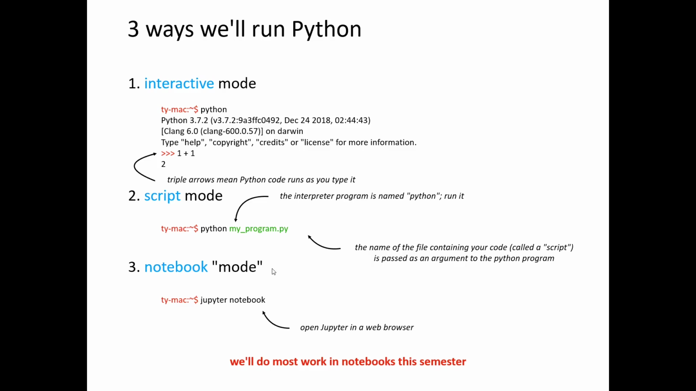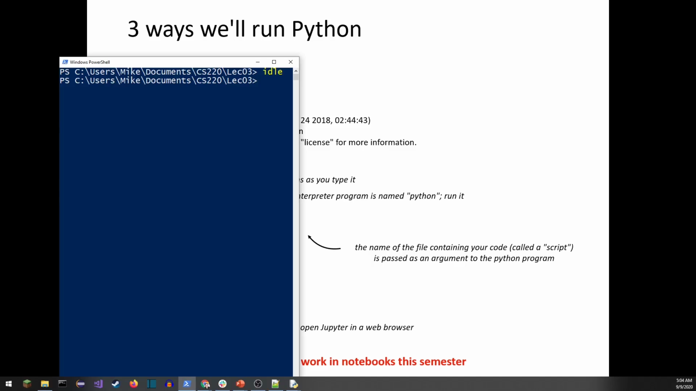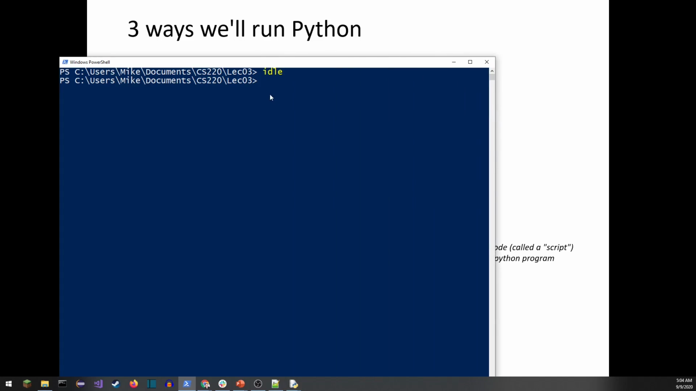Most people will not refer to this as a separate mode, but we're using Jupyter Notebook and the cells of a notebook in a web browser to write Python code. It's not actually connecting to the web, it's just hijacking your web browser to write the code. So for this, I'm going to head back over to PowerShell. It's still open. You can see the last command I typed was idle. Instead, this time I'm going to type Jupyter Notebook.